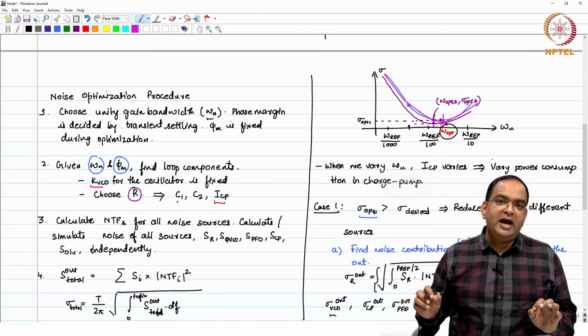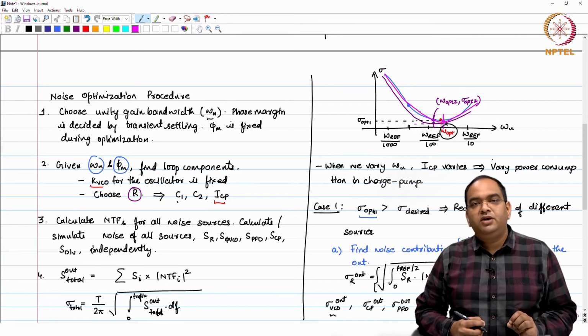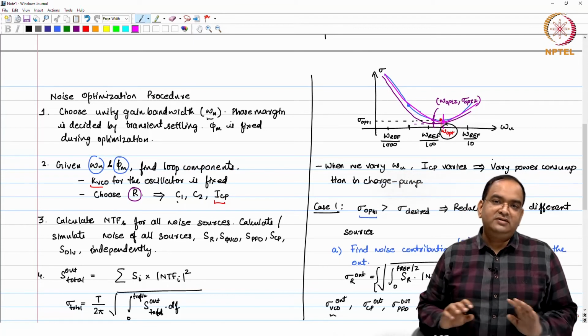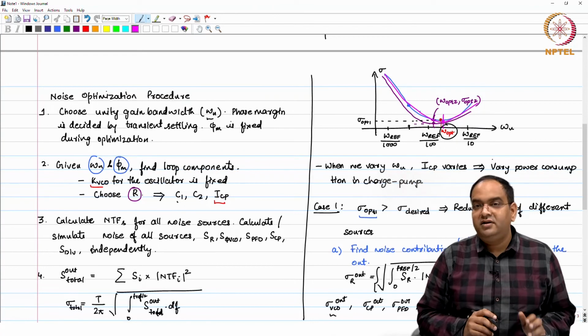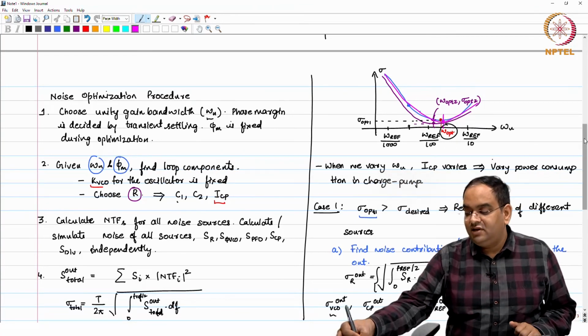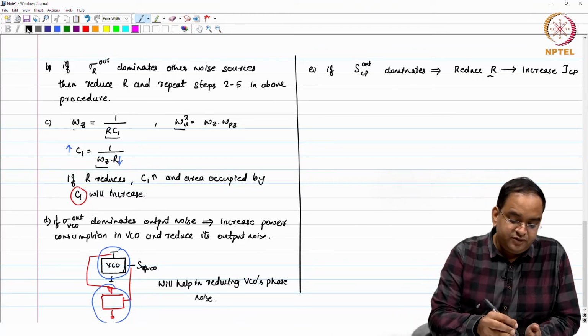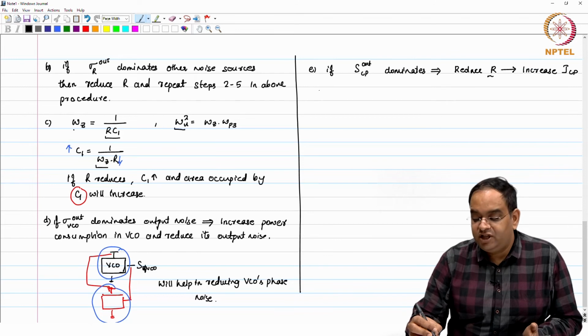Whichever is the optimum bandwidth for the desired jitter, you go and pick that particular value, and then you will find all components: C1, C2, ICP. You plug these components into your circuit design, and hopefully the magic will happen and it will work. Now, the cases which we have listed here is when your jitter is more than the desired.